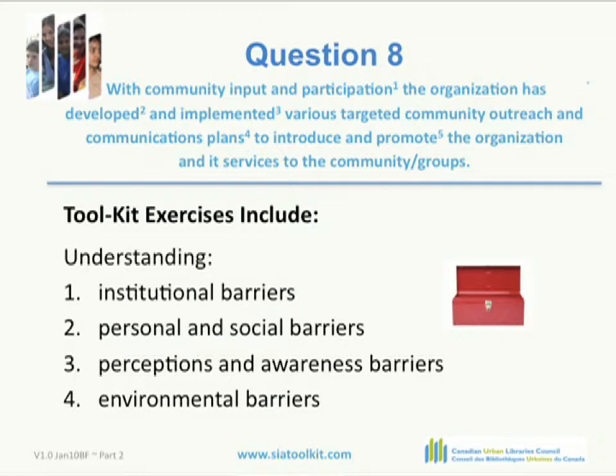Question 8: with community input and participation, the organization has developed and implemented various targeted community outreach and communication plans to introduce and promote the organization and its services to the community or community groups. This question in the toolkit has a series of exercises. For example, this section focuses on understanding barriers: institutional barriers, personal and social barriers, perceptions and awareness barriers, and environmental barriers. Examining power and authority as a barrier will help to examine the potential barriers to inclusion.